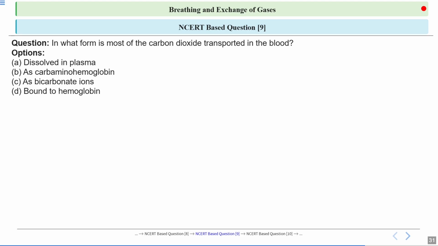and other health problems, if the concentration of carbon dioxide increases or it is not eliminated from the body immediately. Next question. In what form is most of the carbon dioxide transported in the blood? Most means the percentage they are considering. Options are as follows: A, dissolved in plasma; B, as carbaminohemoglobin; C, as bicarbonate ions; and D, bound to hemoglobin. Let us see the answer to this question.